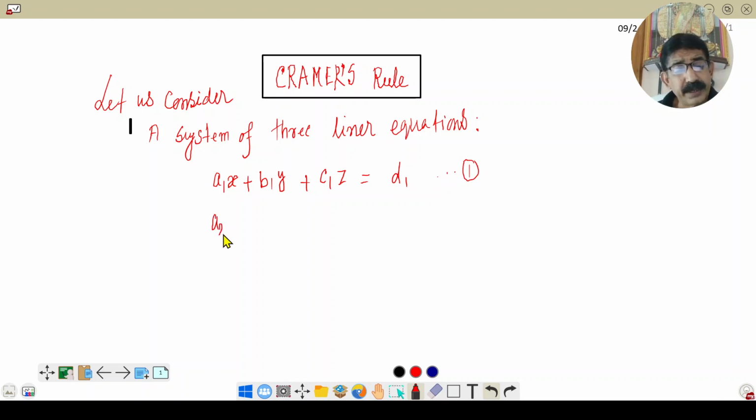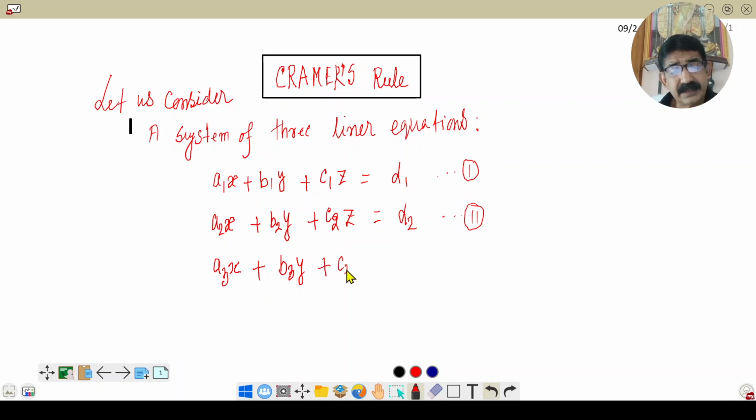Next, a2x plus b2y plus c2z is equal to d2, number 2. And number 3, a3x plus b3y plus c3z is equal to d3, and this is equation number 3.